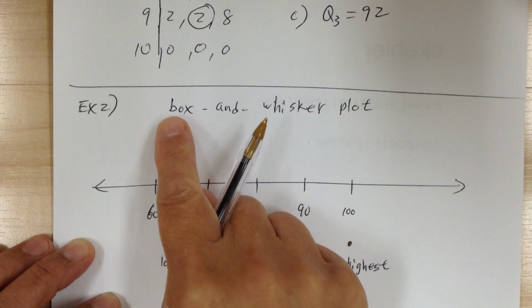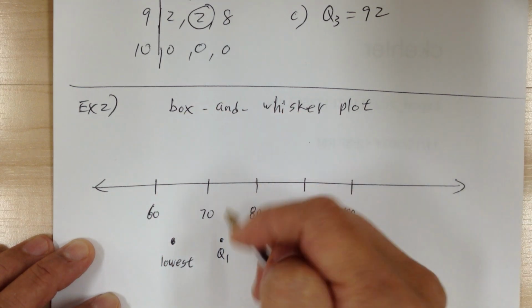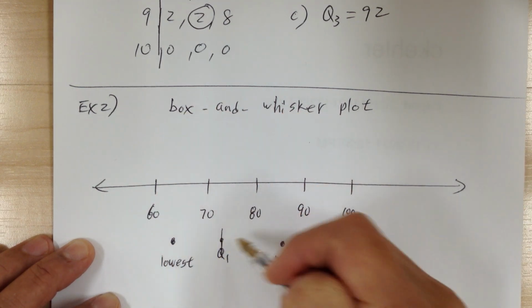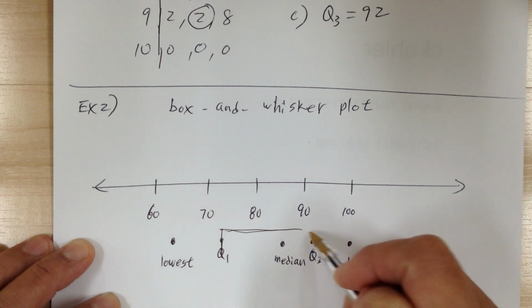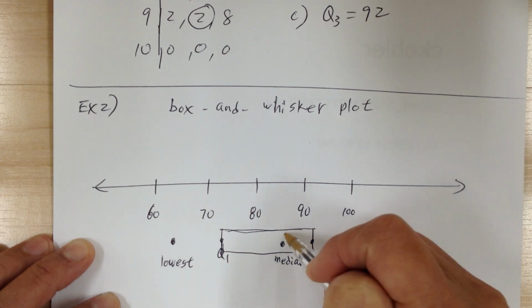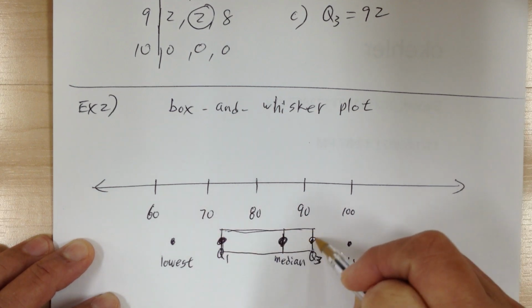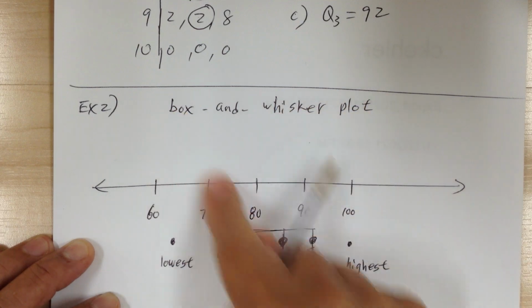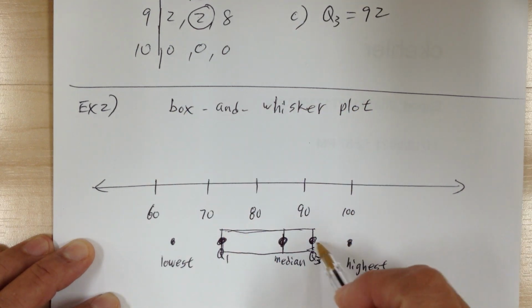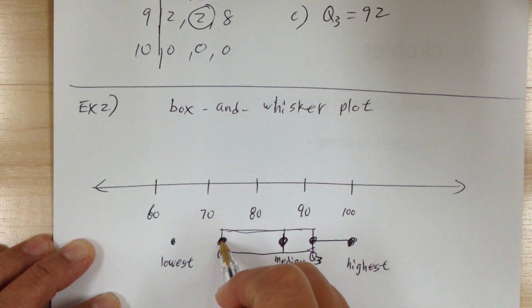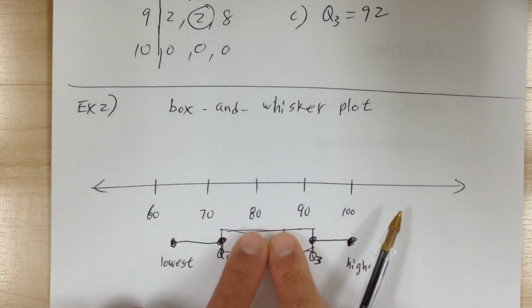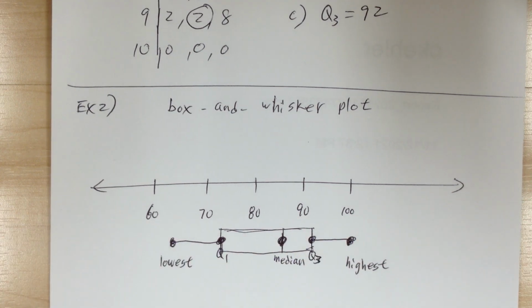Then what you want to do is make a box and put a whisker. When you put a box, you draw the box like this. So you draw the box from Q1 to Q3, and you got this important dot right over here. So that's your box. And then this is your whisker. So you got two whiskers, one this side, one this side. So here's your box and your whisker.